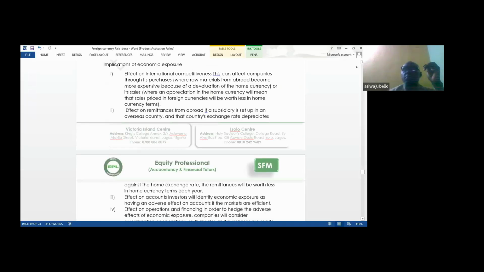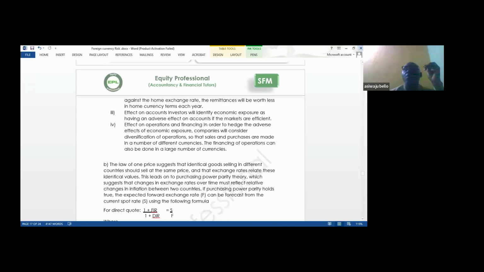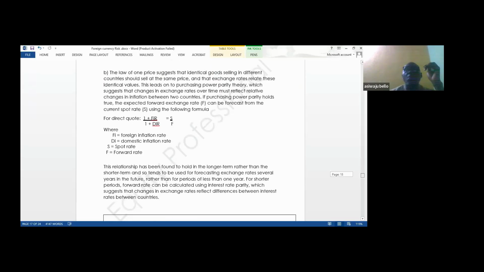We now move to forward market hedge. Look at the rates for 1 month. Look at the rate for 1 month forward rate, 1.7826 to 1.7832.